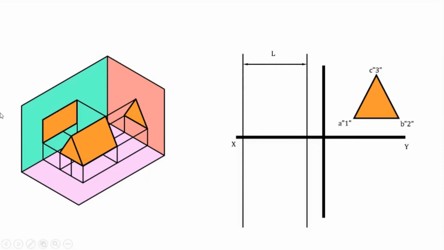The distance from the XY line to the X1Y1 line is not important. That particular distance is not given, so you can assume it suitably. This distance is also not given, so you can assume the distance between the XY line and this line as well. Specific values are not given, so you can assume them as per your wish and convenience.